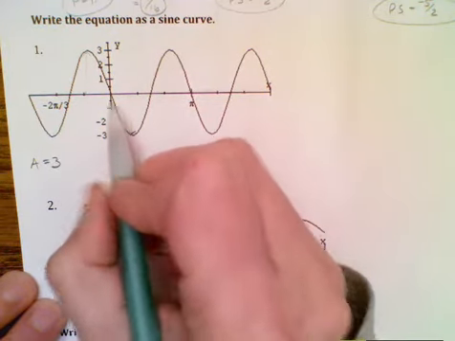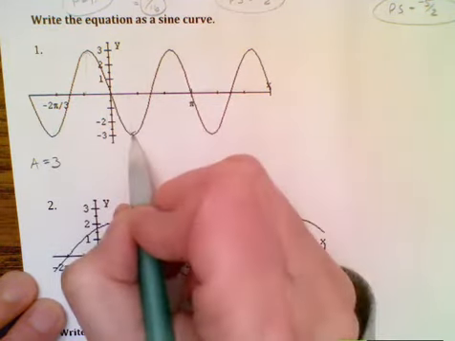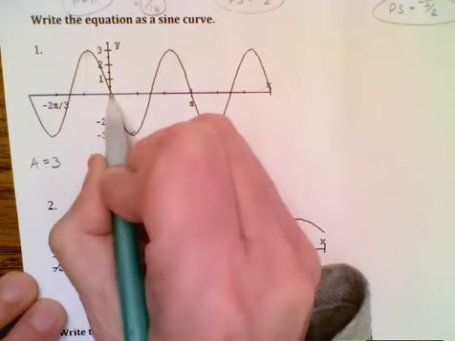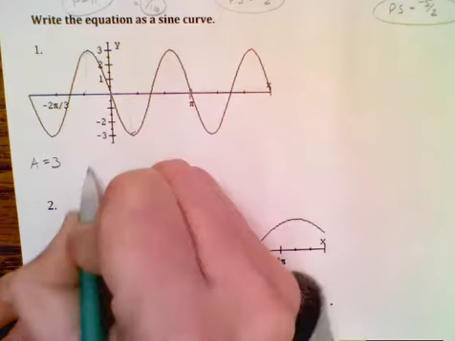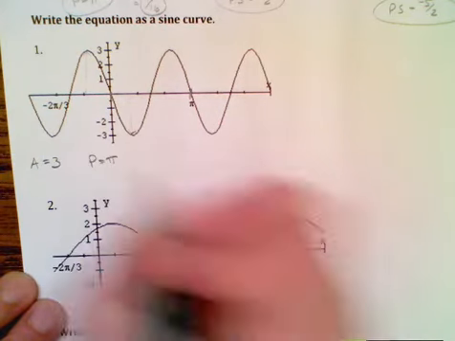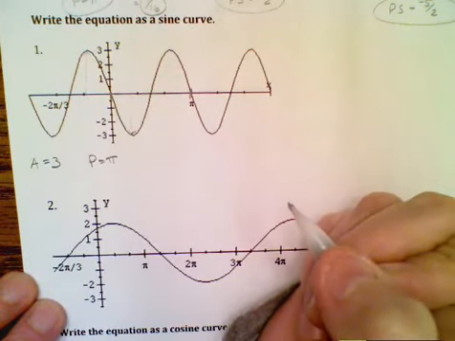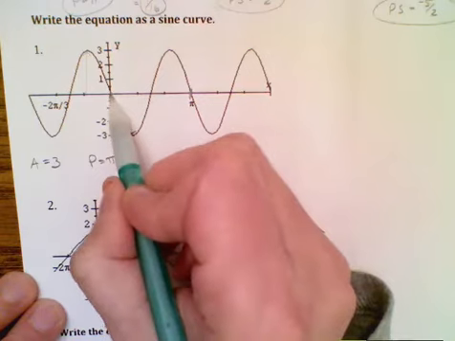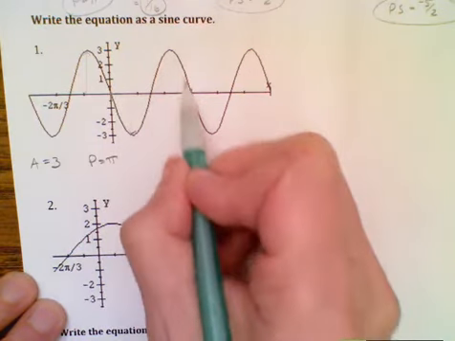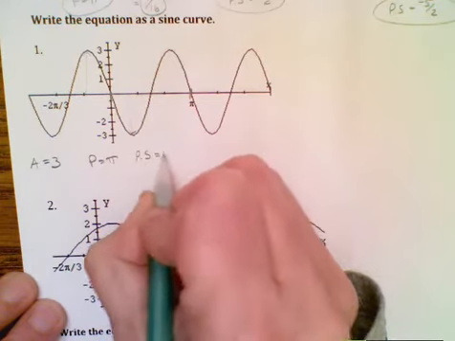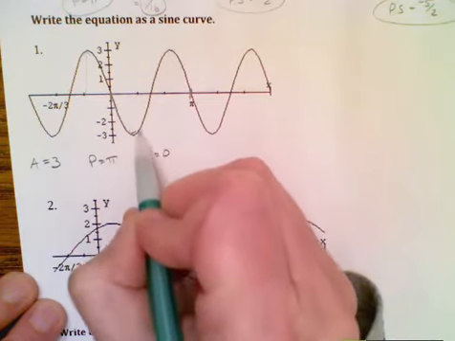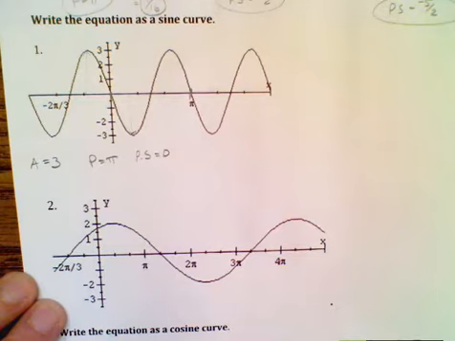The period is either from a 0 to a 0, or from a minimum to a minimum. I would probably do from this 0 to this 0, and that is pi units. So the period is pi. And if I'm dealing with sine, if I start here and go down, I can just leave it with no phase shift, as long as I put a negative in front of my amplitude so that it goes down first.